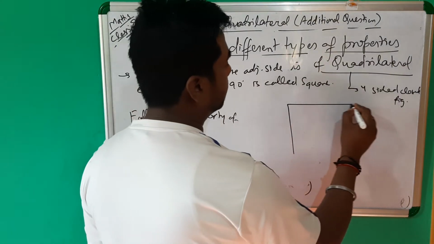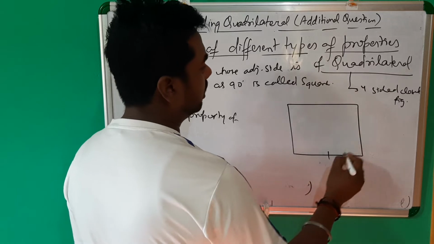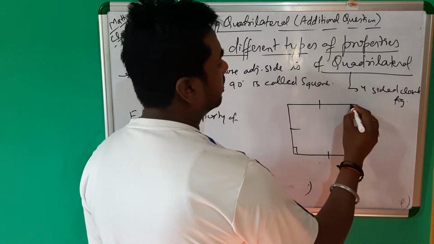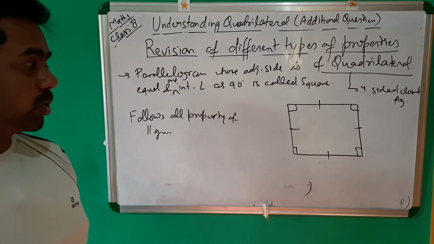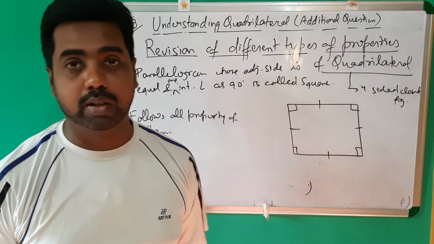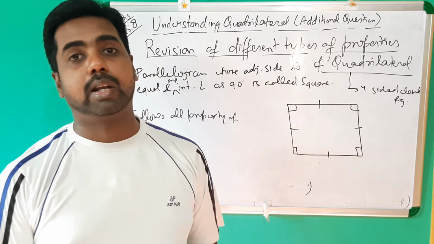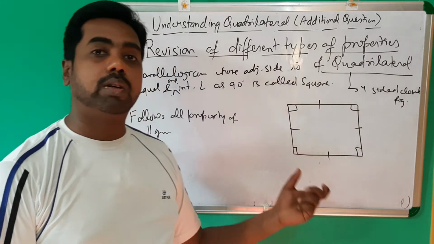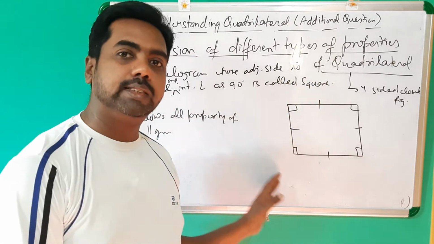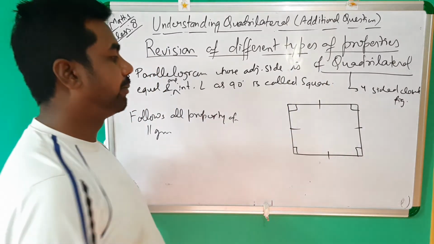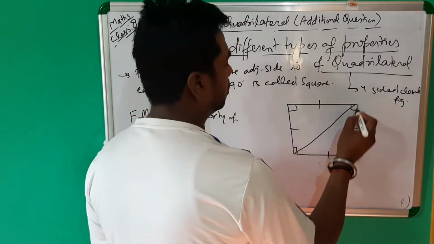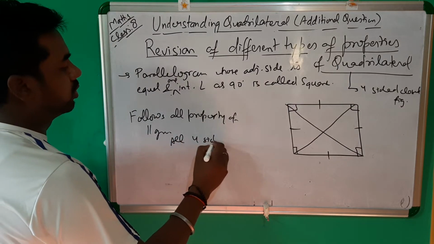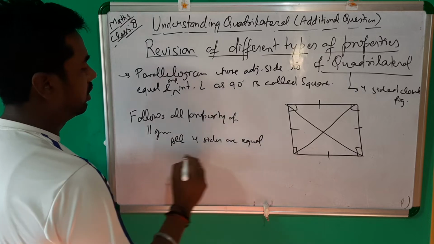So square, as it says, adjacent sides equal, which makes all four sides equal, and one interior angle 90, which means all interior angles become 90. So a square is the only four-sided regular polygon. Neither the rectangle nor the rhombus nor the parallelogram is called a regular polygon. Square is the only four-sided regular polygon because here all four sides are equal and all interior angles are 90.